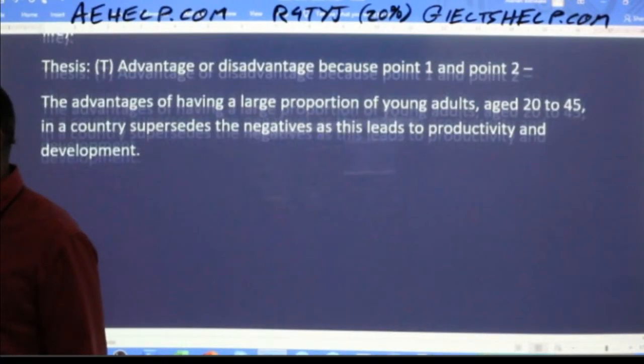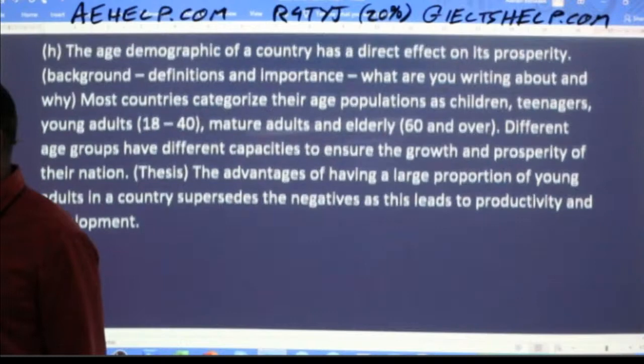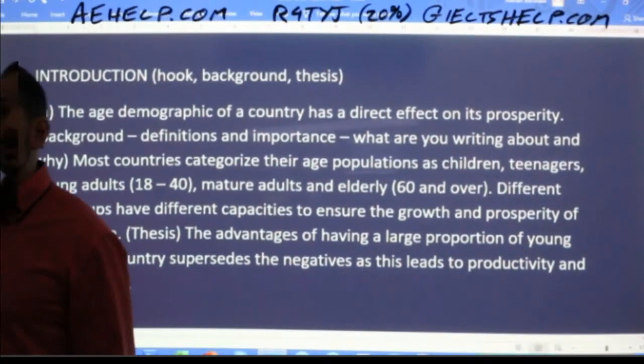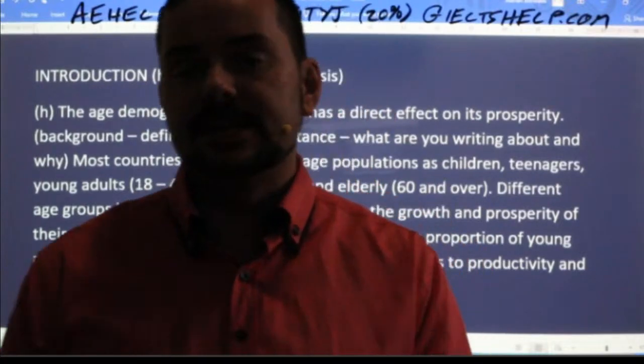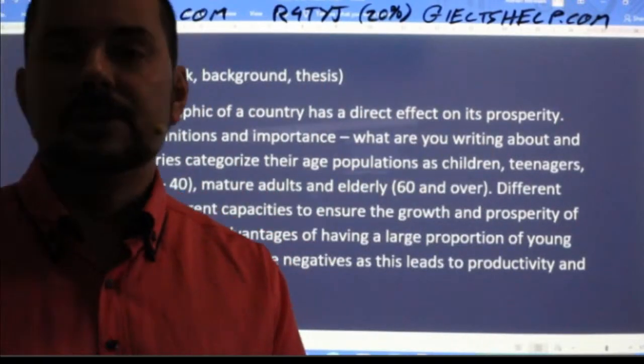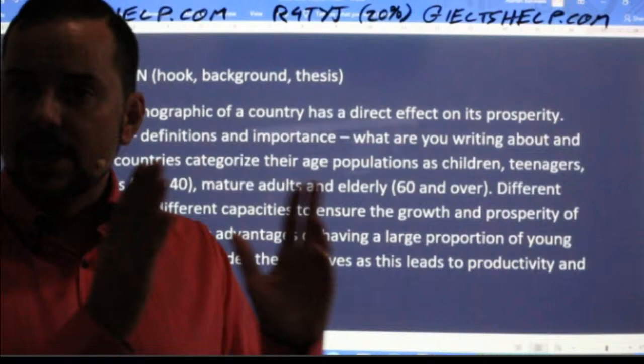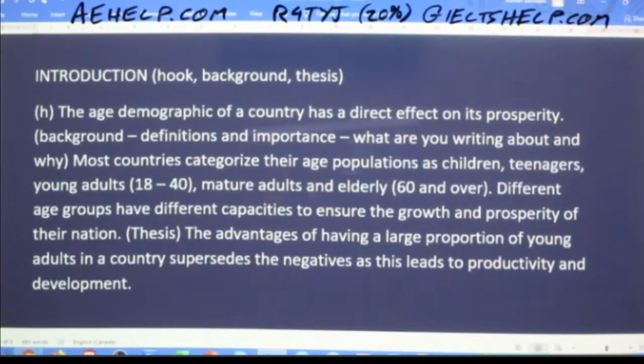All right. Okay. So here is our introductory paragraph. Remember, students, it's really important to have structured study. Don't just jump all over the place asking questions about all different ideas. Focus on one idea, then move to another idea. Right? Okay. So let's take a look at this introductory paragraph.